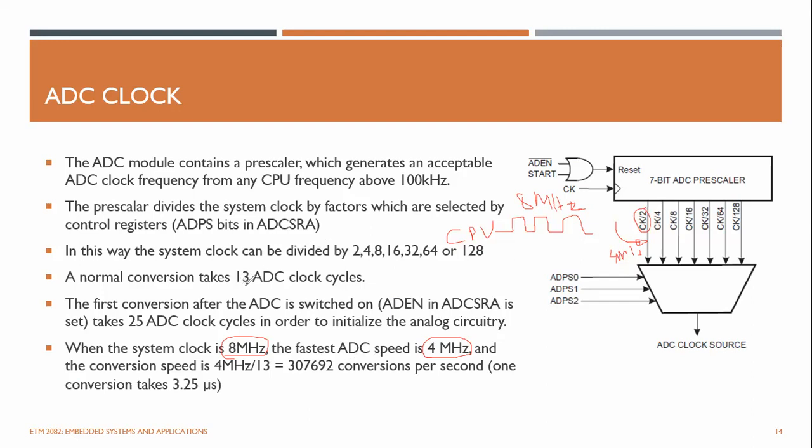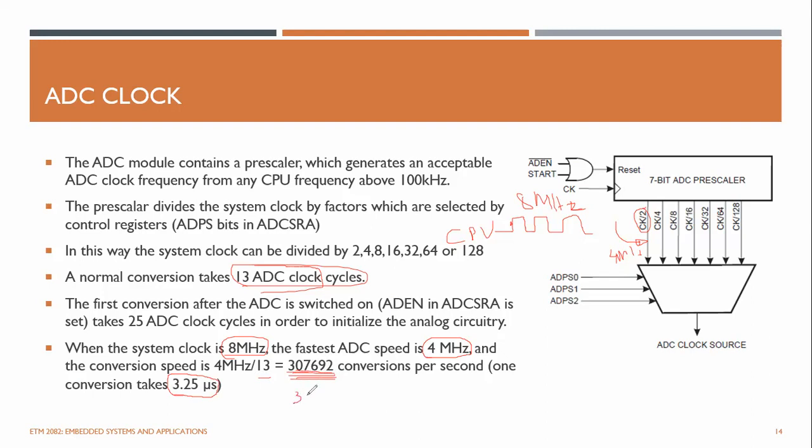And it takes 13 clock cycles to perform an ADC conversion, because it cannot complete all this ADC processing within one clock cycle, right? So it takes at least 13 clock cycles. So 4 megahertz divided by 13 is this value. So it can do this number of conversions per second. It means one conversion takes at least 3.25 microseconds.